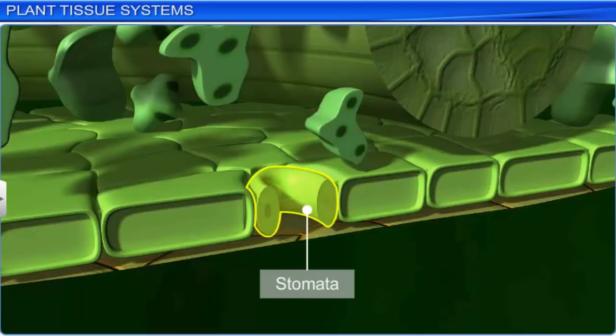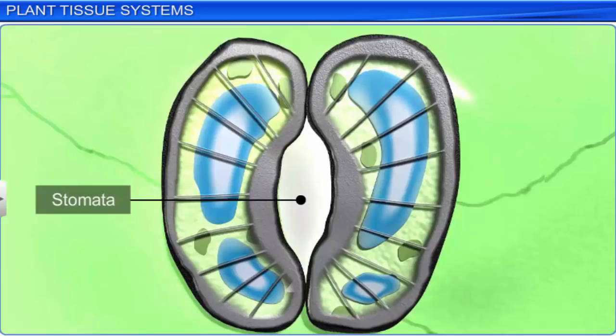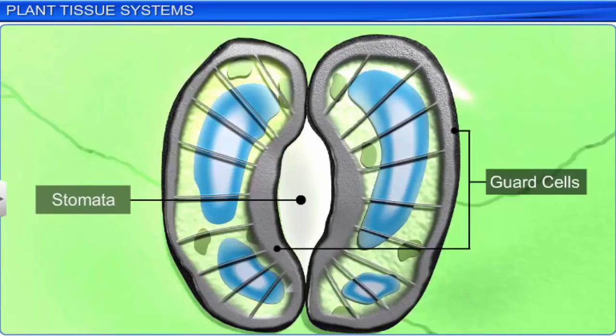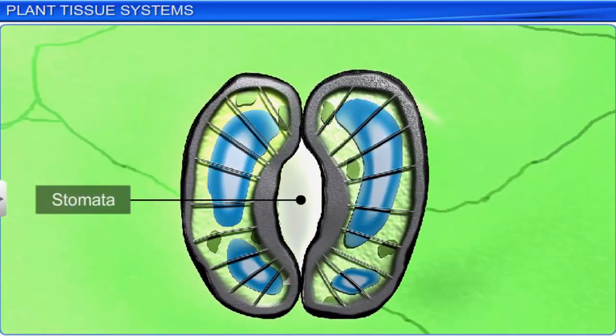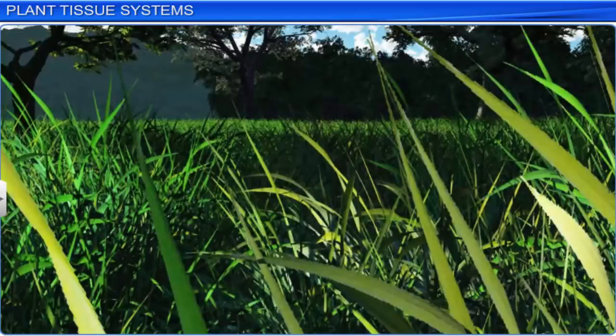Stomata are present in the epidermis of the leaves. They regulate the process of transpiration and gaseous exchange. Each stoma consists of two bean-shaped cells called guard cells. Guard cells contain chloroplasts and regulate the opening and closing of a stoma. In grasses, the guard cells are dumbbell-shaped.